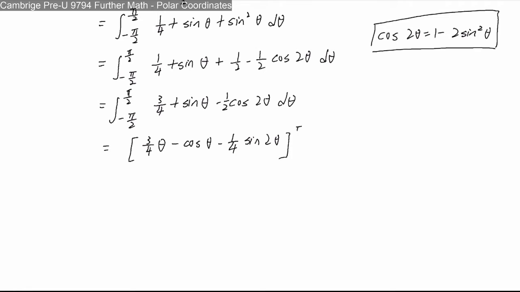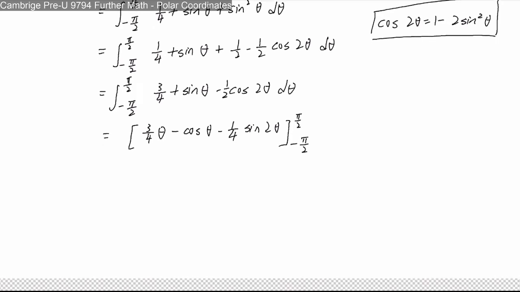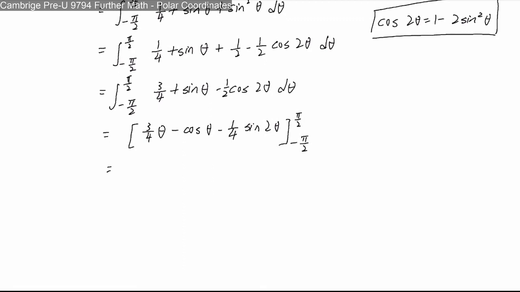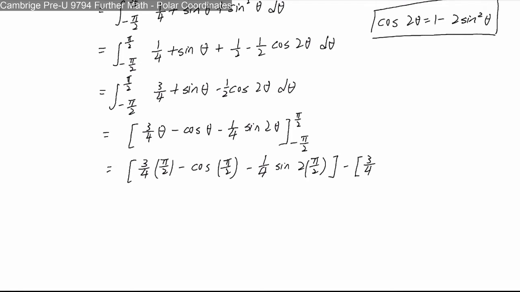So we evaluate these values from negative pi over 2 to pi over 2. It's good for us to show the working for everything. Don't feel like you want to skip this step, because by substituting the values in, we are clear on what we are actually evaluating. You can also do the same thing for negative pi over 2.